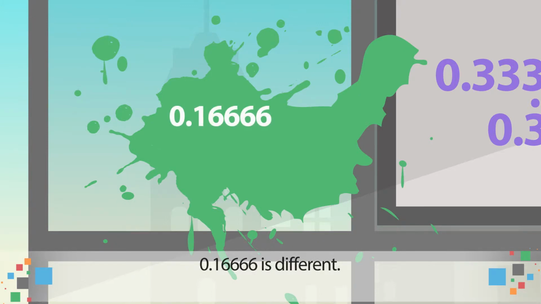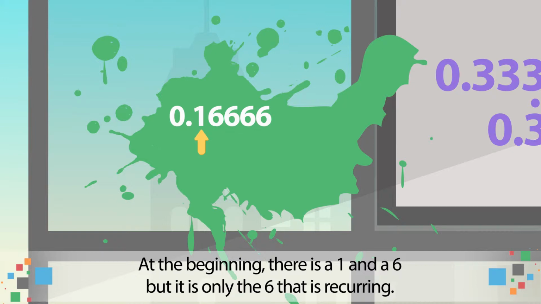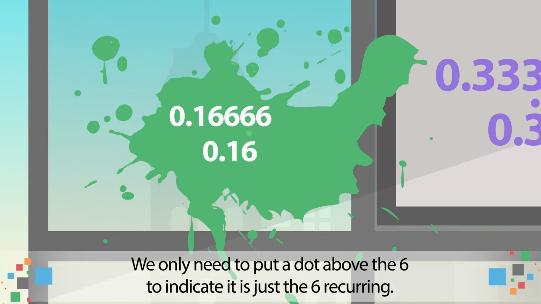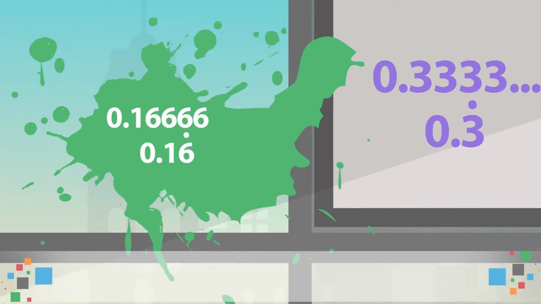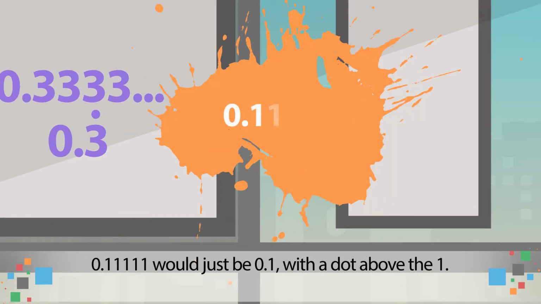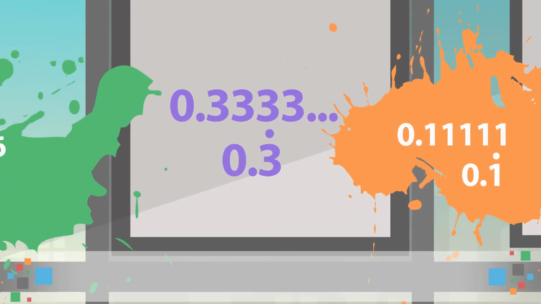0.16666 is different. At the beginning, there is a 1 and a 6, but it is only the 6 that is recurring. We only need to put a dot above the 6 to indicate it is just the 6 recurring. 0.11111 would just be 0.1 with a dot above the 1.